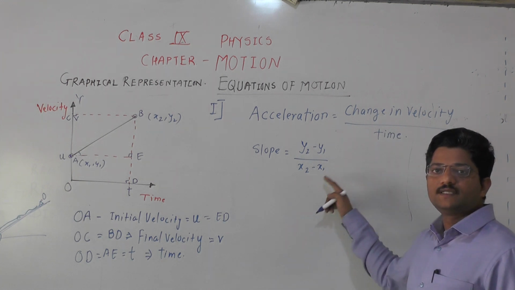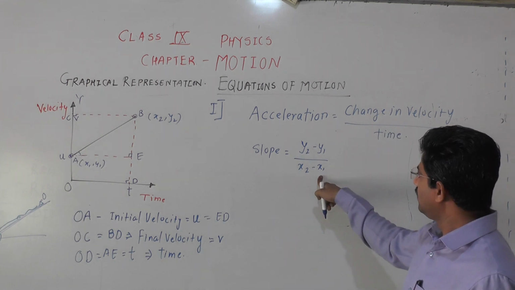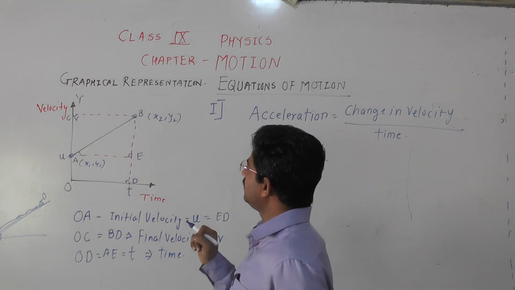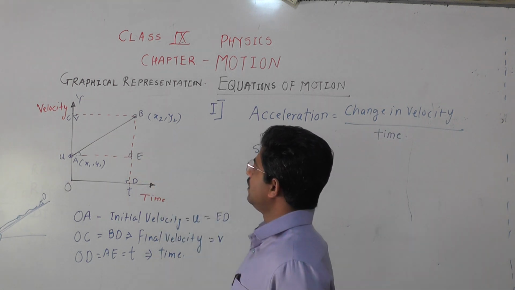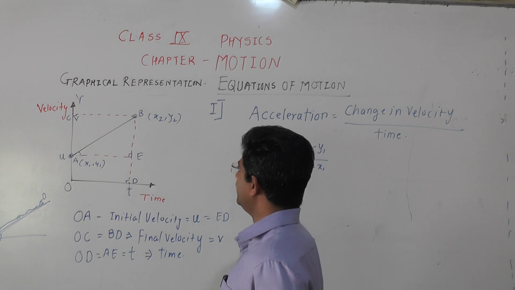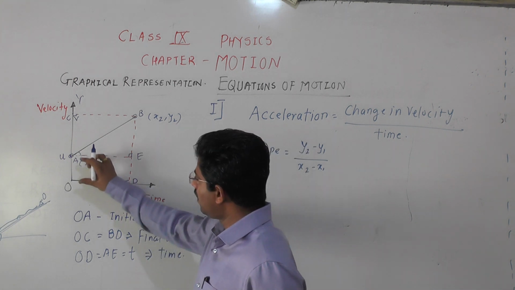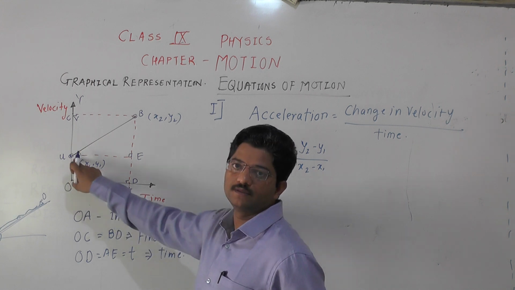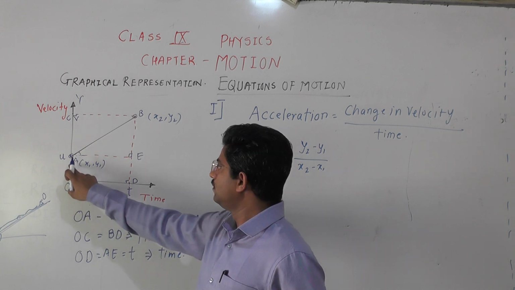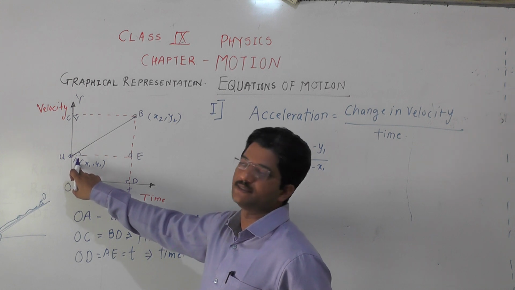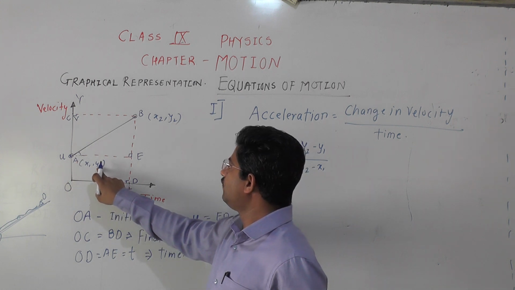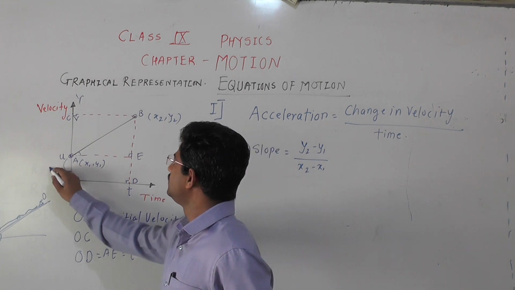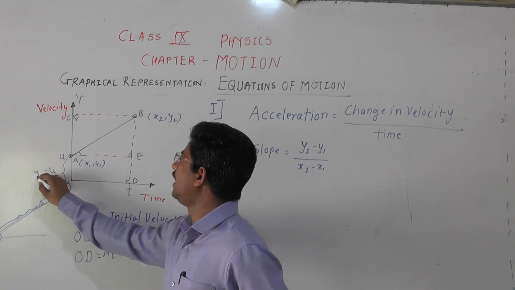Change in y coordinates upon change in x coordinates. So here, if we take the values of these coordinates, the value of x1 will be 0, because this point lies on the y axis, and the value of y1 is u. This is u, which is the value of y1.